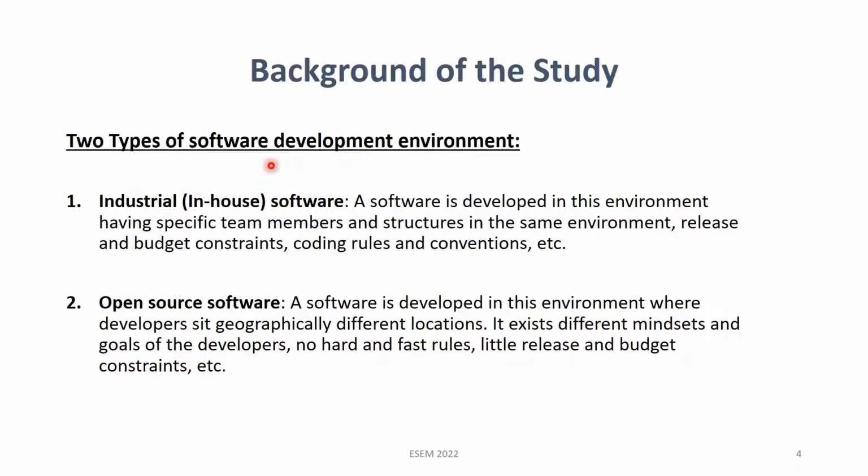We actually have two types of software development environment: industrial, also known as in-house, and open source. Industrial software is developed in an environment having specific team members and structures, release and budget constraints, coding rules and conventions, etc. On the other hand, open source software is developed where developers sit at geographically different locations. It has different mindsets and goals of the developers, no hard and fast rules, little release and budget constraints, etc.